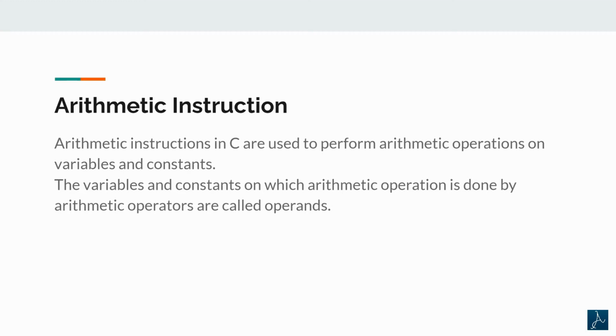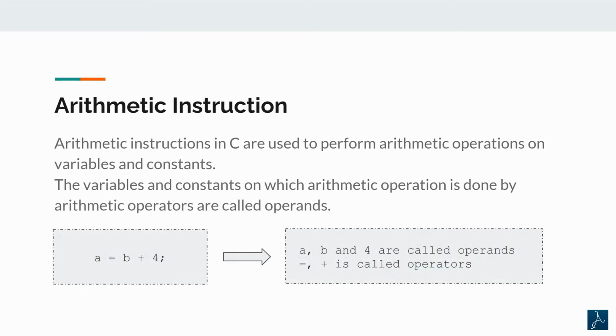Arithmetic instructions in C are used to perform arithmetic operations on variables and constants. These variables and constants on which arithmetic operation is done are called operands. For example, a = b + 4. Here, a, b and 4 are called operands; the equal to and plus signs are called operators.